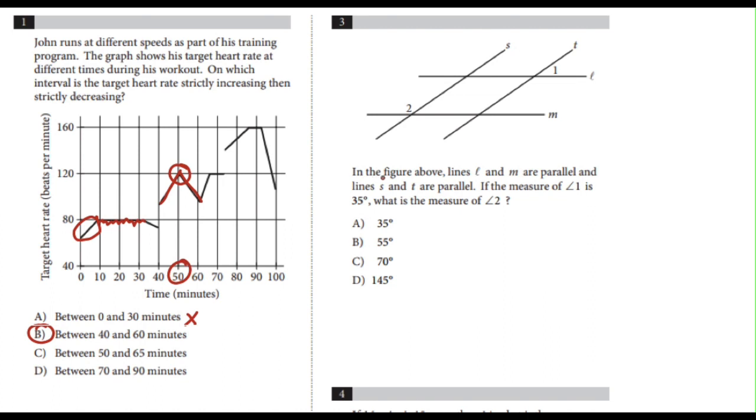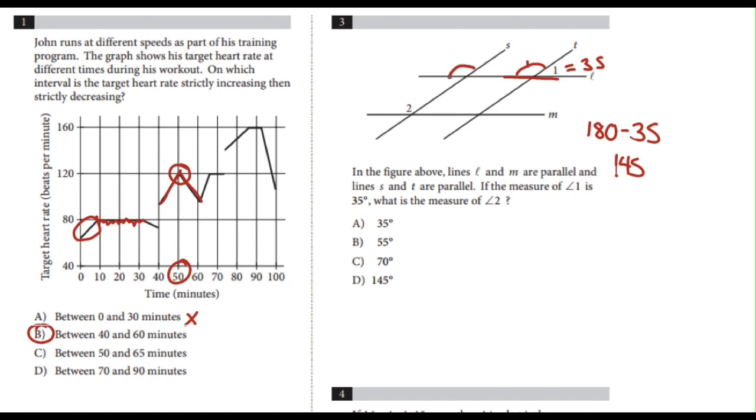Number 3. In the figure above, lines L and M are parallel, and lines S and T are parallel. If the measure of angle 1 is 35, what is the measure of angle 2? As we can see, these two angles add up to make 180 because there's a straight line and there's a line separating both of those angles. So in order to figure out what this other angle is, we know that a straight line is 180 degrees and angle 1 is going to be 35 degrees. When we subtract 35 from 180, this is going to be 145.